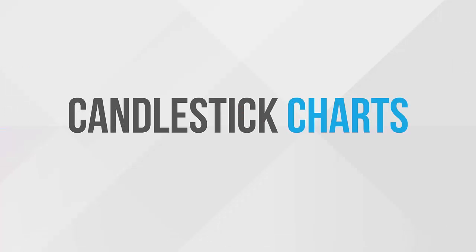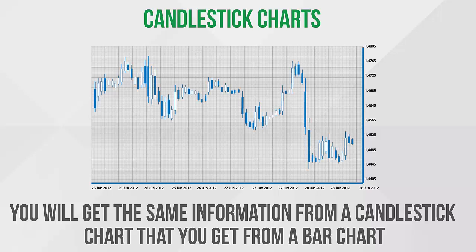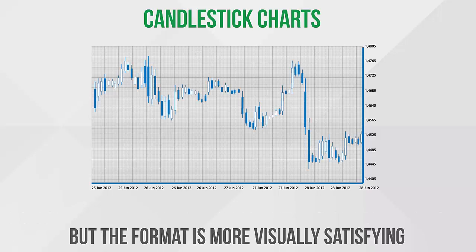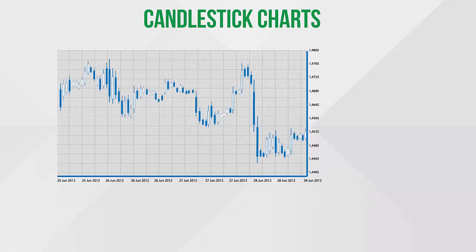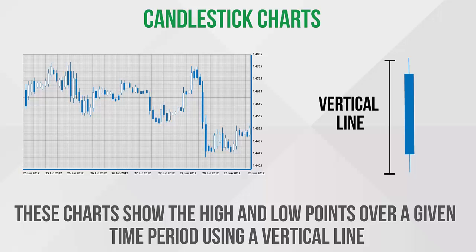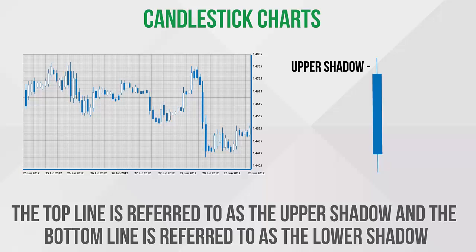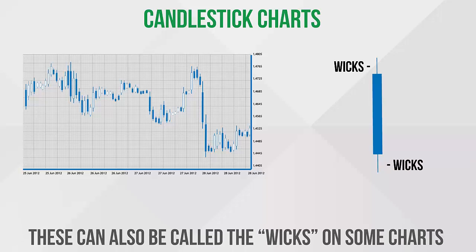Candlestick charts. Generally, you will get the same information from a candlestick chart that you get from a bar chart, but the format is more visually satisfying. These charts show the high and low points over a given time period using a vertical line. The top line is referred to as the upper shadow and the bottom line is referred to as the lower shadow.